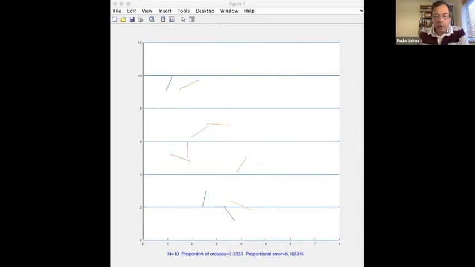Now that we have 10 needles, the ratio of needles to crosses is 3.333. That's because we have 10 needles and three of them cross. There's one at the top. So that gives an estimate of pi. Not a very good estimate, of course.